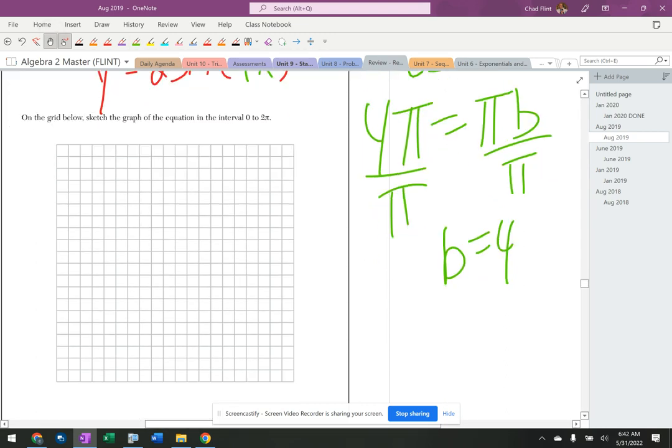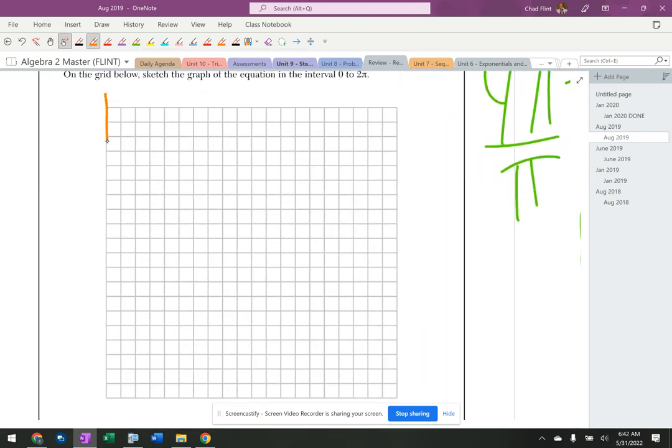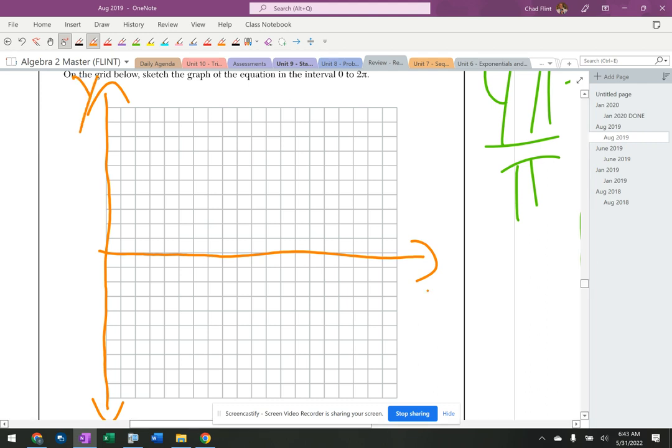All right, so now it wants me to draw a graph, and it gives me the interval 0 to 2 pi for whatever reason. Okay, why not just ask me to draw one cycle? All right, but because we have to be difficult on these tests, we can't ask that.